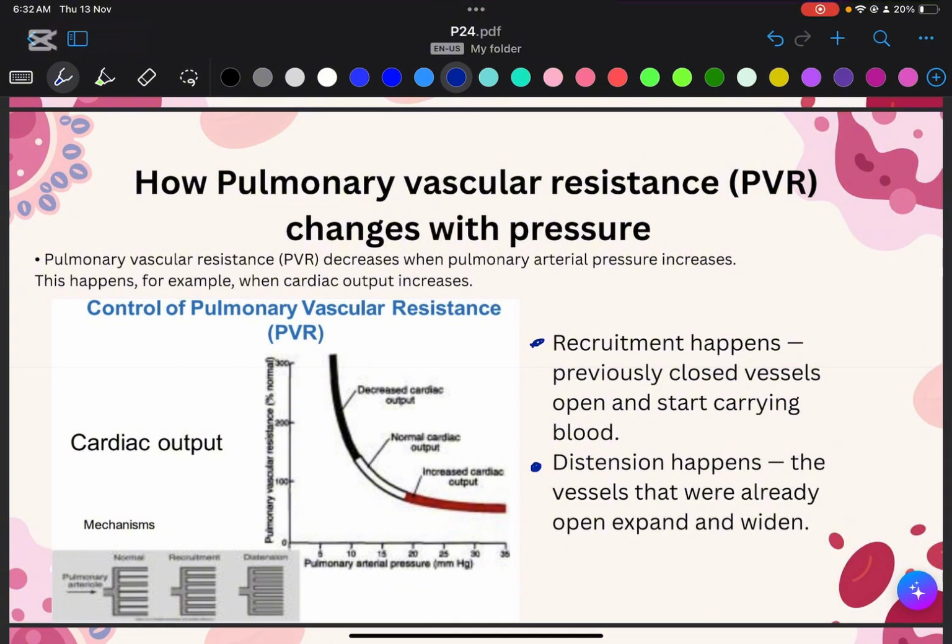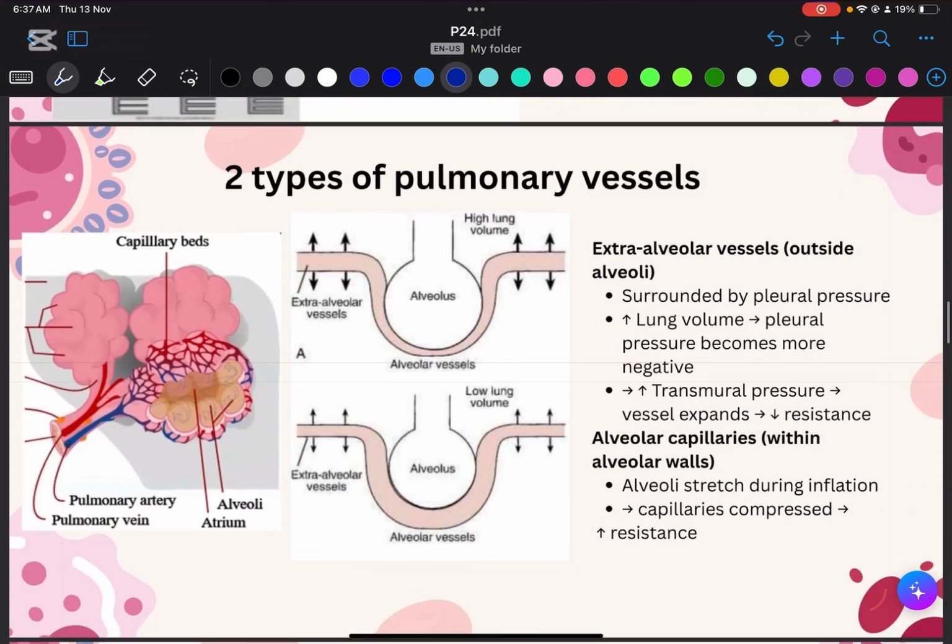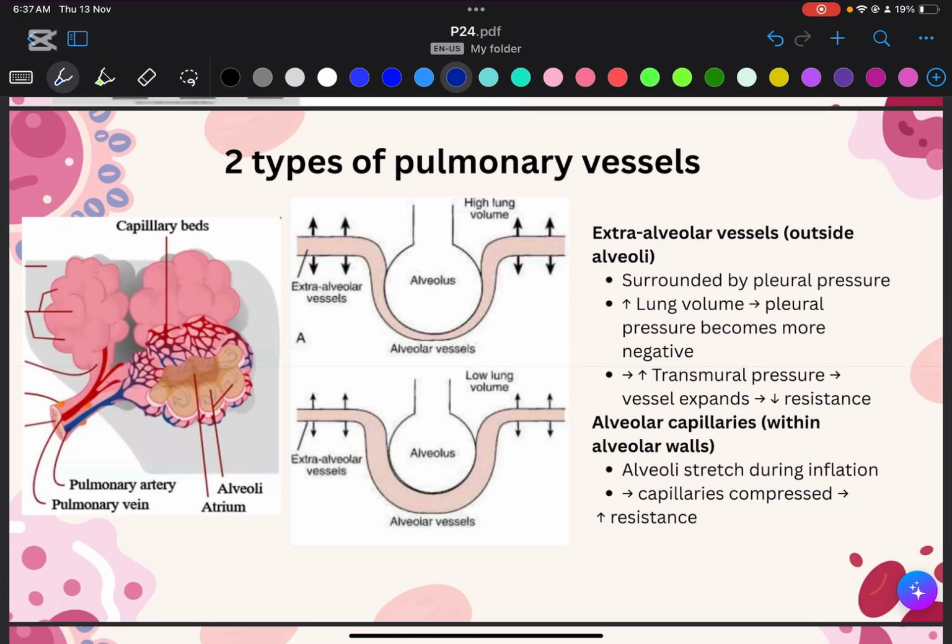And distension is just when the already open vessels widen and expand and just make more space for the blood. That's all you need to know for the slide. Okay, so next we have two types of pulmonary vessels.